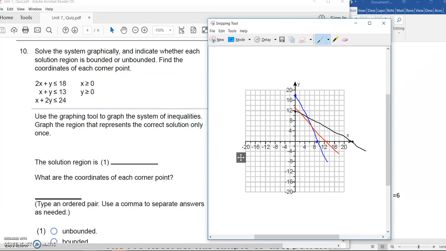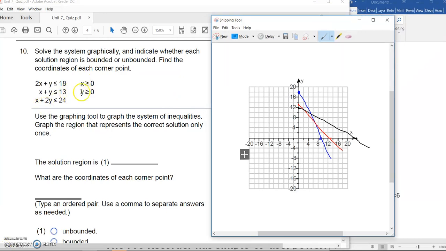Also remember x and y are non-negative, so the regions are all going to be in region 1, the positive side of the coordinate plane. So again, we can choose 0, 0 to test in all these three lines. So 0, 0 here would give us 0 less than 18, correct? 0 less than 13, correct? 0 less than 24, correct?